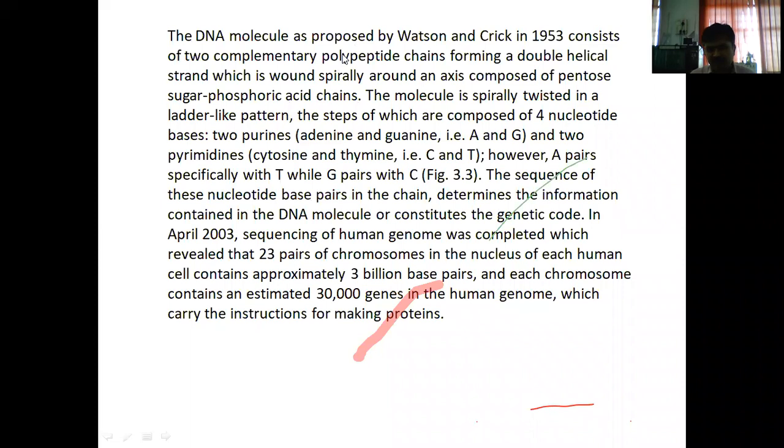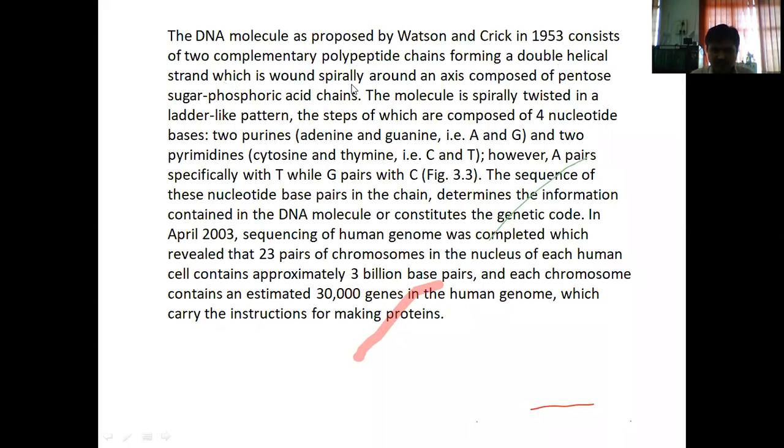The structure of the DNA molecule, as proposed by Watson and Crick in 1953, consists of two complementary polypeptide chains forming a double helical strand which is wound spirally around an axis composed of pentose sugar phosphoric acid chains.